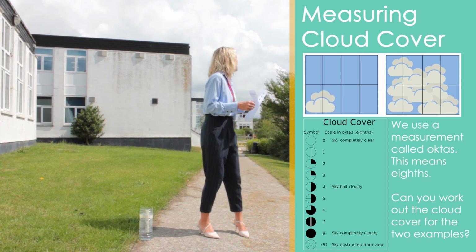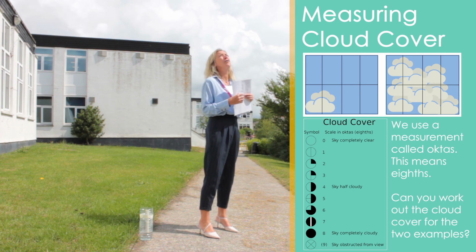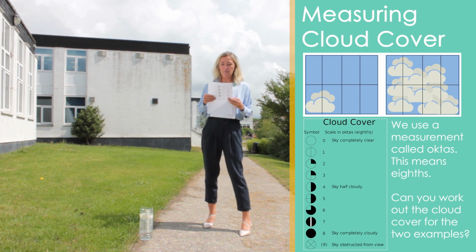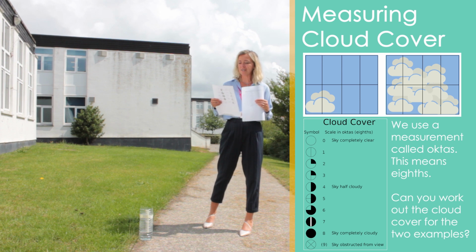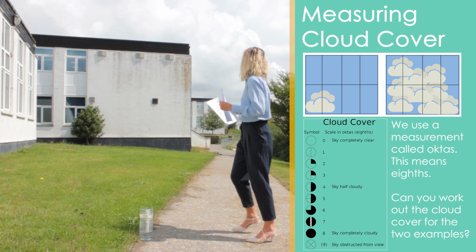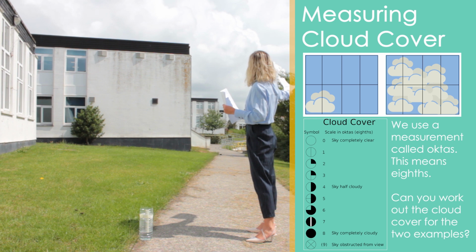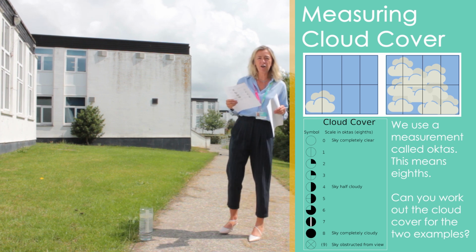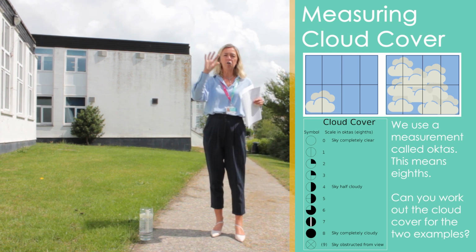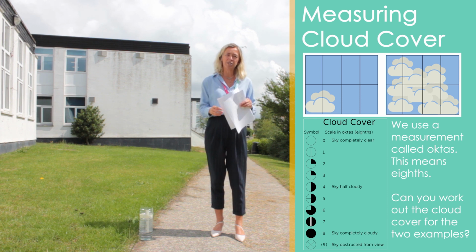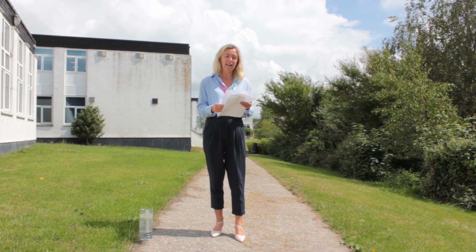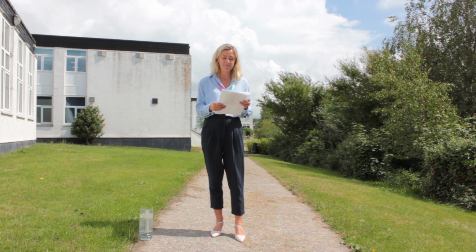So I'm going to look up and I'm going to make a judgment as to how much cloud cover there is. I think there's probably about 6 octas from where I am. If I look, you can see behind me we've got quite a lot of cloud and then some blue sky, and then I can record that on a little worksheet or on a table. So that's the first one, that's cloud cover, las nubes.